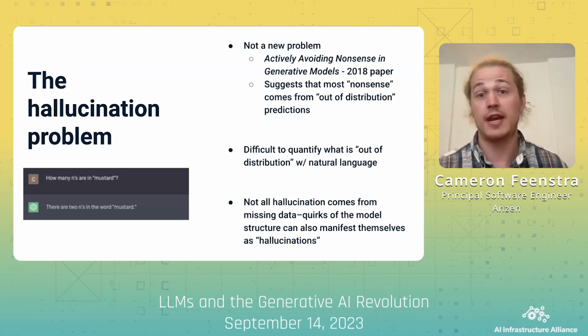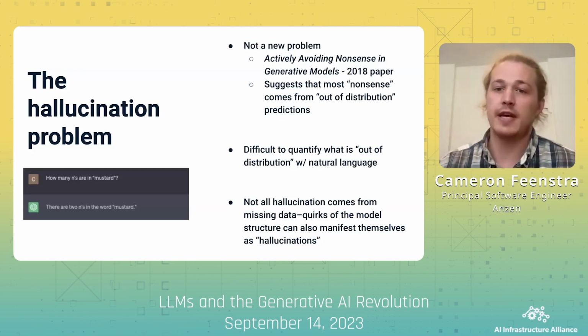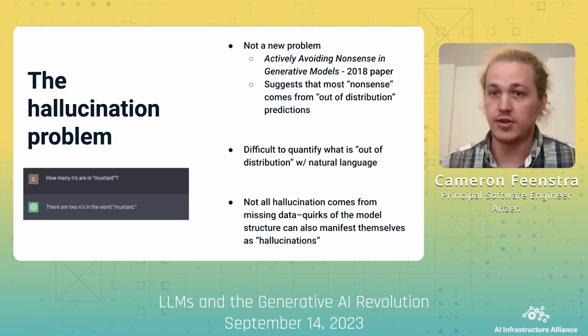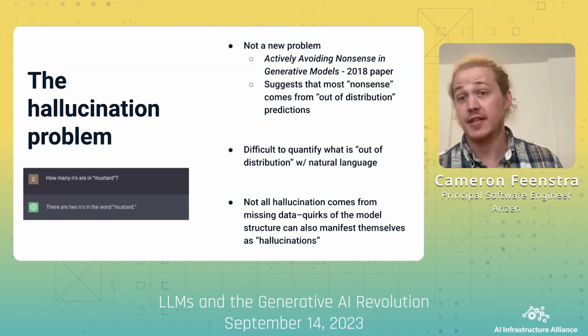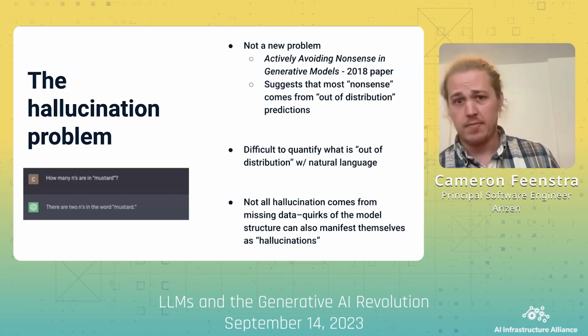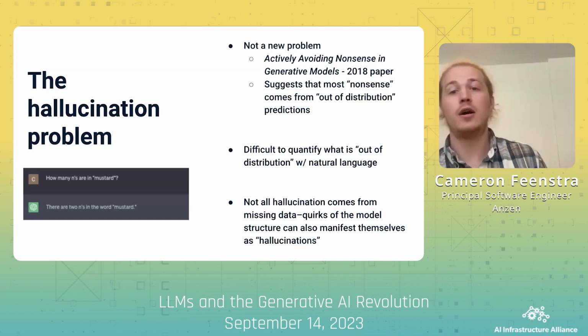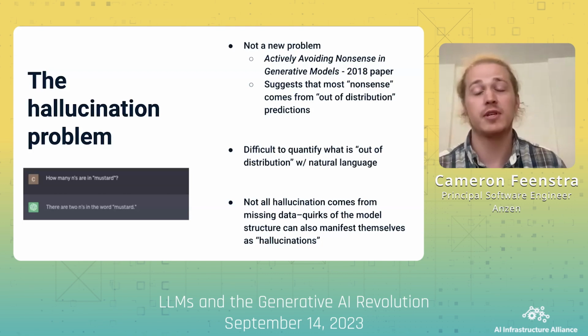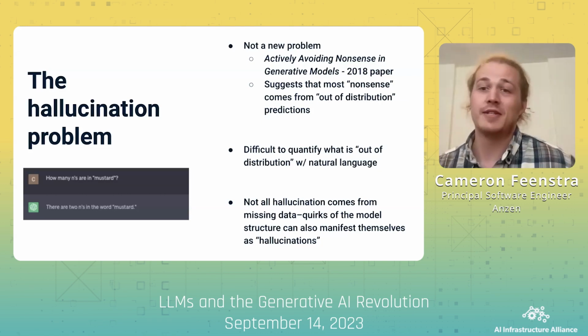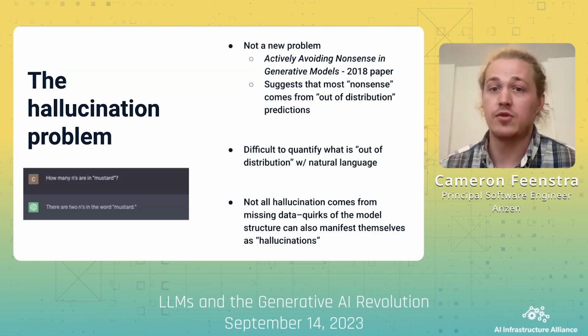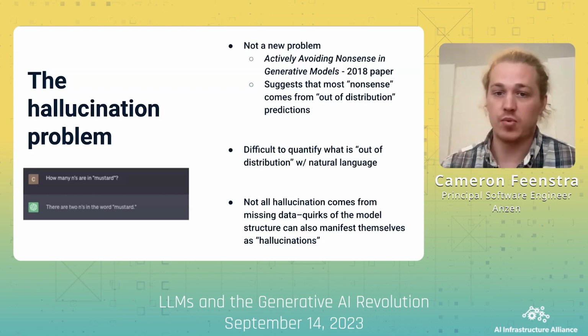And one of the things that paper suggests is that a lot of the quote unquote nonsense or hallucinations, as they're mostly called today, comes from things that are out of distribution. So basically asking it for information that isn't in its training set. And when you think about it like that, really, it's even less of a new problem, because almost any predictive model is not going to perform well on out of distribution samples. Even something like a linear regression, this is a problem.